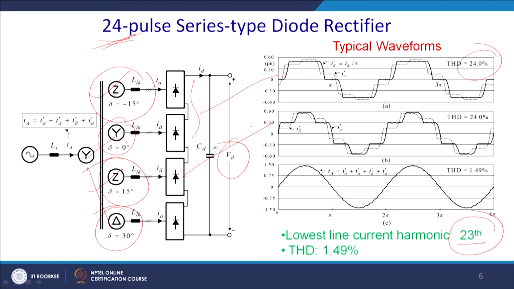So, if you add up all those 4 currents, you get a THD well below 2%. This actually satisfies all the conditions of your power quality, and that is what happens. You do not have a problem of little underloading.